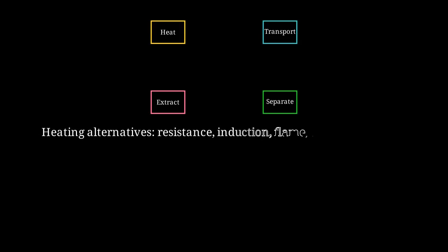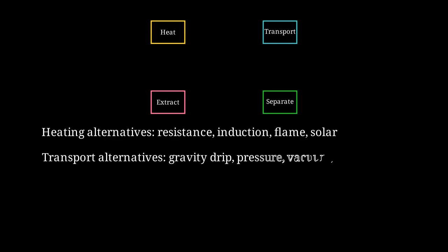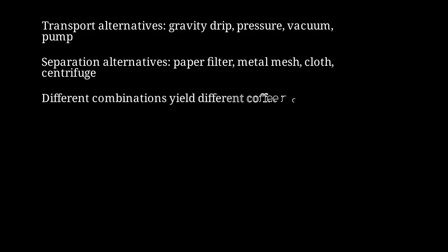Heating could use electrical resistance, induction, direct flame, or even solar concentration. Transport could rely on gravity drip, pressure from boiling, vacuum suction, or a mechanical pump. Separation might use paper filters, metal mesh screens, cloth, or even centrifugal force. Different combinations of these mechanisms yield drip coffee makers, espresso machines, French press, percolators, and more.